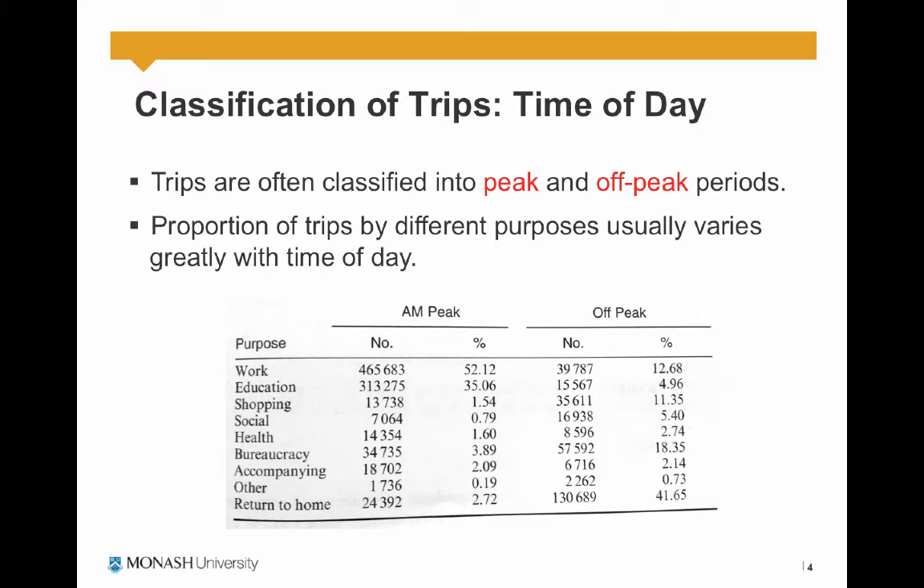For example, you can have a look that 52% of work-related trips happen in the morning peak, while it only constituted 12% during the off-peak period. If you look at the return-to-home trips, the last purpose in the table, you can see in the morning it's only 2.7%, while during the off-peak period more than 41% of the trips are related to returning to home.